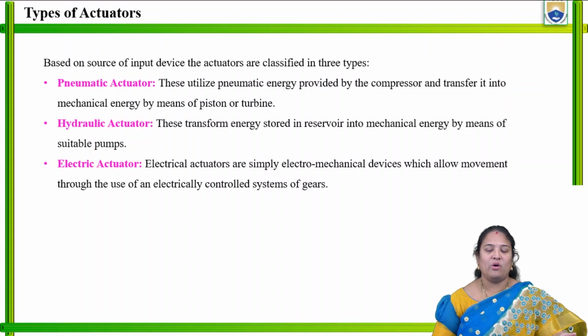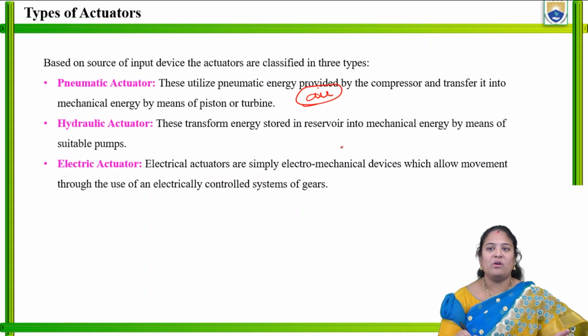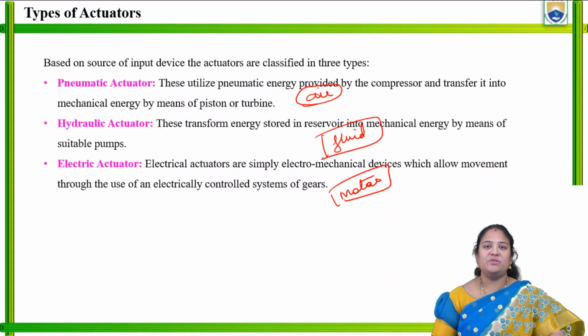That is, when we come across the pneumatic actuator, the source of this actuator will be air, right? Whereas when you come across the hydraulic actuator, the source of the actuator is some particular fluid. Whereas when you come across the electric actuator, the source of this actuator is the motor, right? So these actuators will be working on these particular principles.